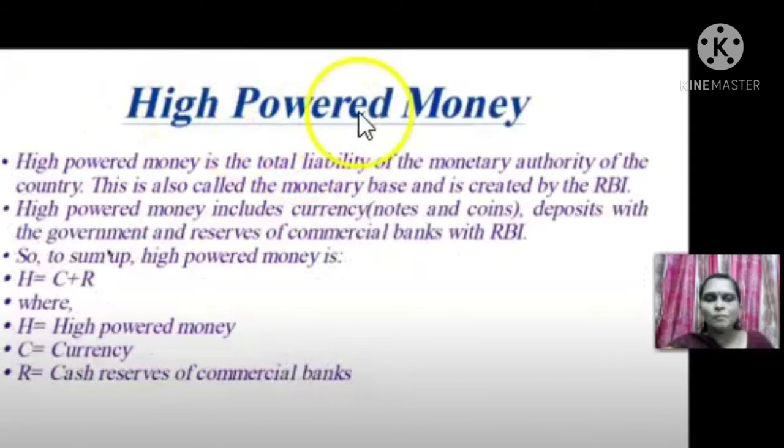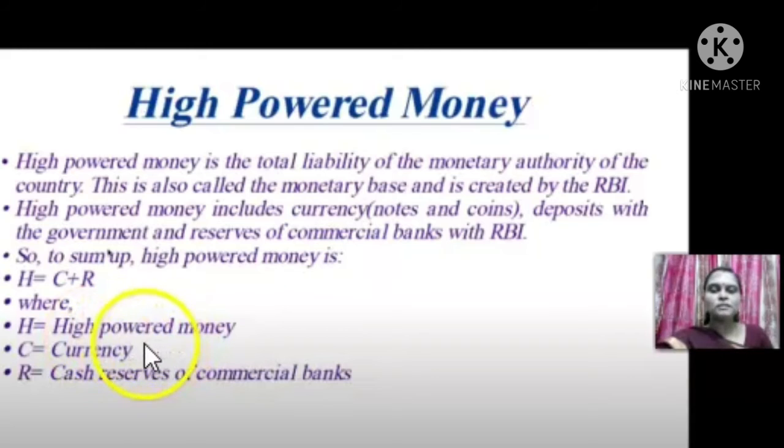So let's see what is high powered money. Sometimes it may be asked for 1 mark. High powered money is the total liability of the monetary authority of the country. It is also called the monetary base and is created by the RBI. High powered money includes currency, notes and coins, deposits with the government, and reserves of commercial banks with the RBI. So we can say it is a sum of cash: H = C + R, where H is high powered money, C is currency and R is cash reserves of the commercial banks.